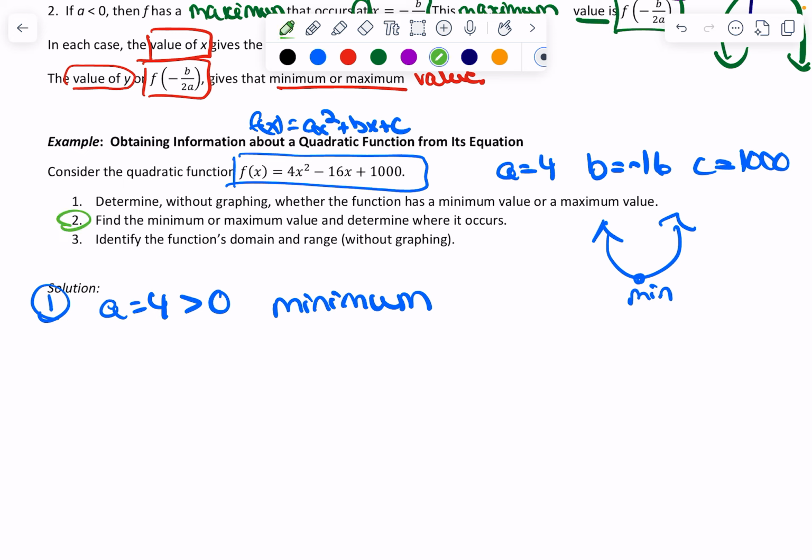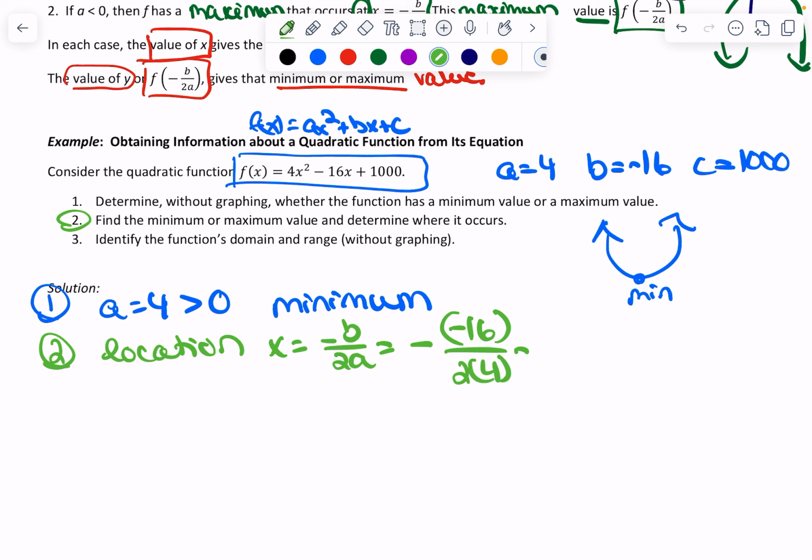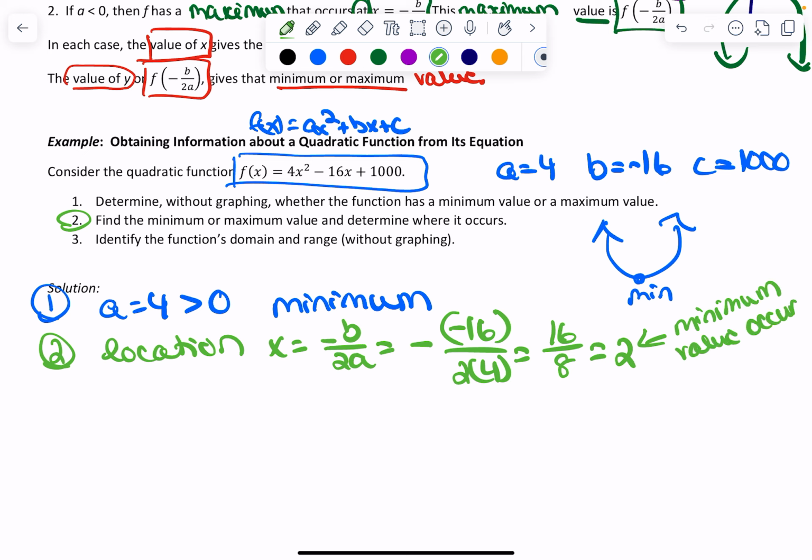Okay, let's look at the next one. Find the minimum or maximum value and determine where it occurs. The location is going to be x equals negative b over 2a. So negative 16 over 2 times 4. Negative and negative become a positive, so we get 16. 2 times 4 is 8. So the minimum value occurs at x equals 2.